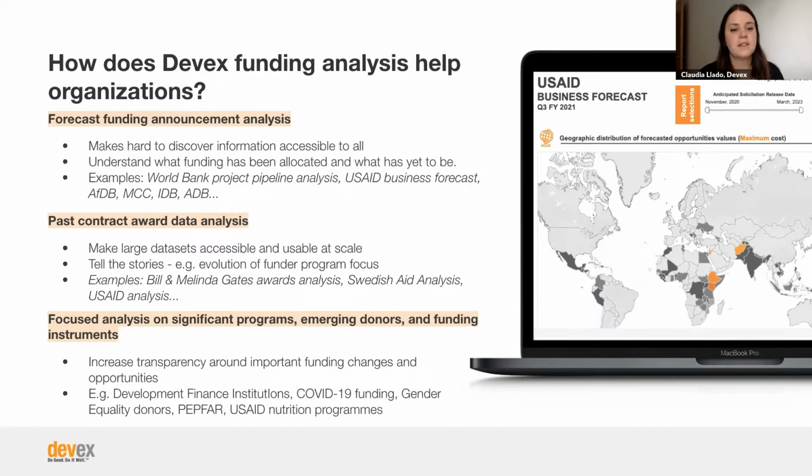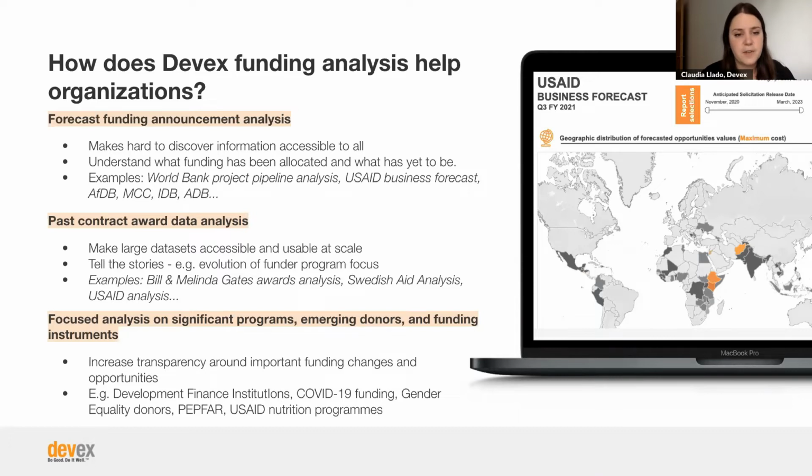So what that does is it makes information that's difficult to discover accessible. Instead of going through thousands and thousands of Excel sheets and PDFs, we analyze the information and visualize it through a tool for you to easily explore. You can filter that information by country, by sector, and quickly have a grasp of what's to come. This is important to organizations to know what funding has been allocated and what has yet to be.